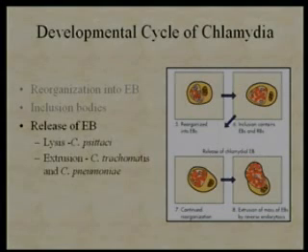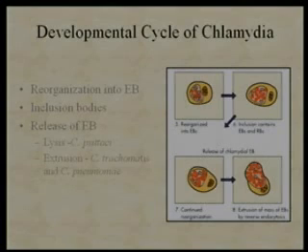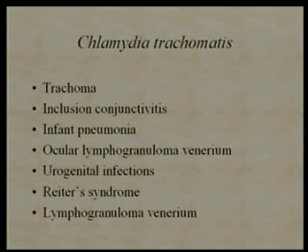All right, and then these elementary bodies that are in these inclusion bodies are released. How they get out can vary a little bit depending upon the organism. In the case of psittaci, the cell just lyses and releases all these elementary bodies. In the case of trachomatis and pneumoniae, this inclusion body is just sort of extruded out of the cell, and then once it gets out into the environment, the inclusion body membrane breaks, and the elementary bodies are released to infect the next cell.